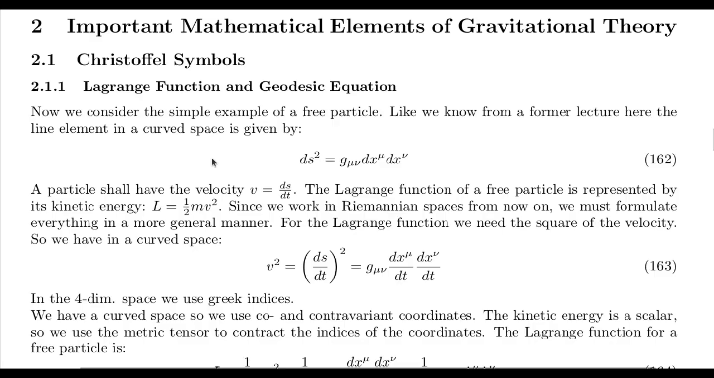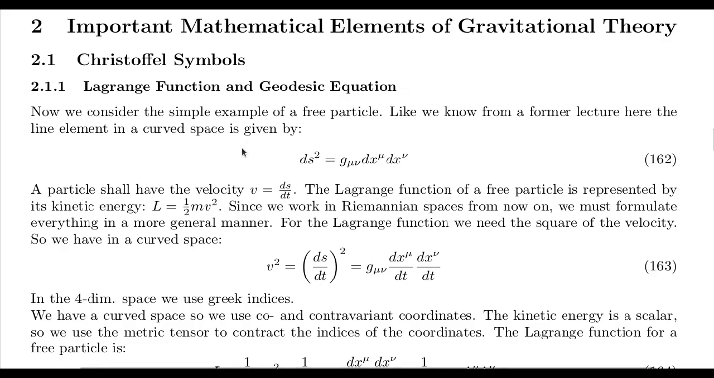But now we have to generalize the whole formalism for curved spaces. So we begin with the line element 162. We know from a former lecture that ds squared is given by the metric tensor g and the differentials of the coordinates. ds squared is a scalar, and so here we have two scalar products.